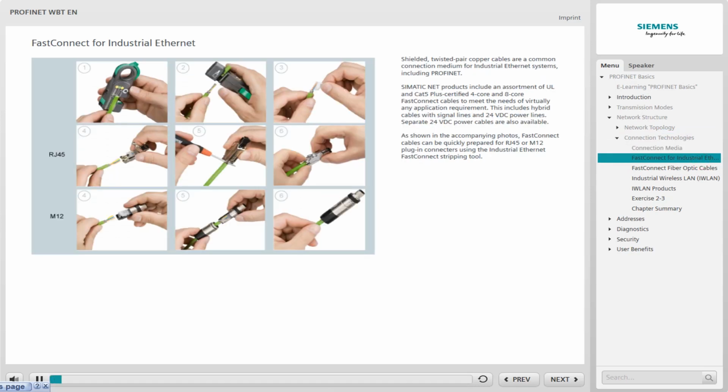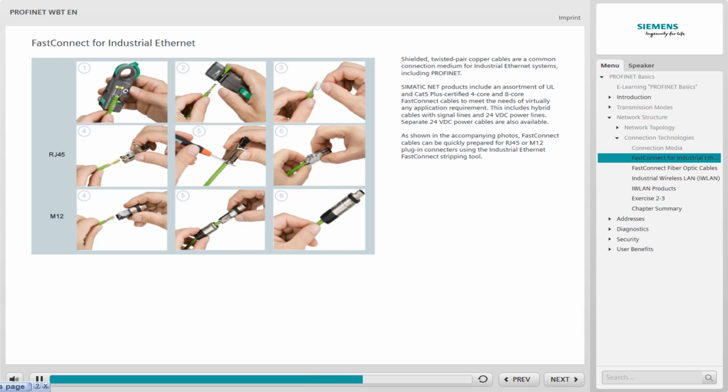Shielded twisted pair copper cables are a common connection medium for industrial Ethernet systems, including PROFINET. SIMATIC NET products include an assortment of UL and Cat5 Plus certified 4-core and 8-core FastConnect cables to meet the needs of virtually any application requirement. This includes hybrid cables with signal lines and 24 volts DC power lines. Separate 24 volts DC power cables are also available.